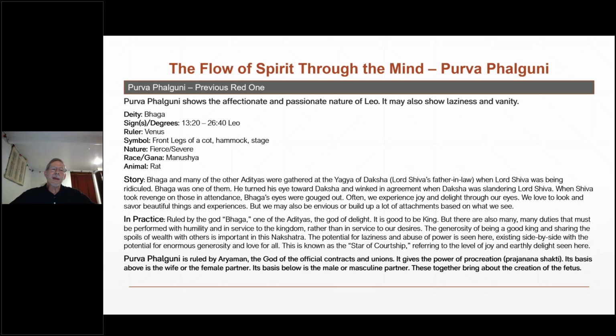Now, when we go back to the symbol, the front legs of a cot, hammock, and the stage, all of that, you can see that in the Leo, the lion. Like when he rises up and he wants to express himself, it's like he takes the stage and he'll let out his roars and everything like that.